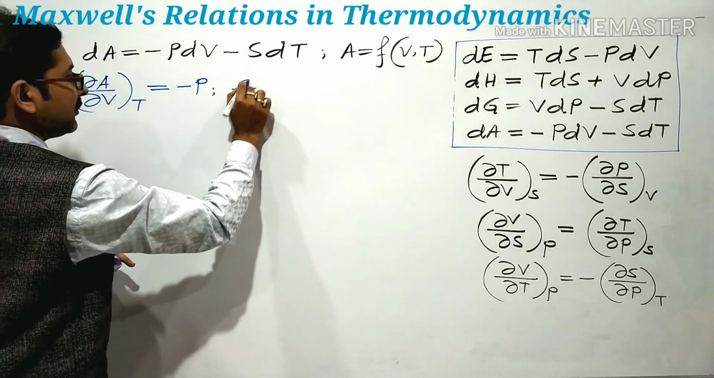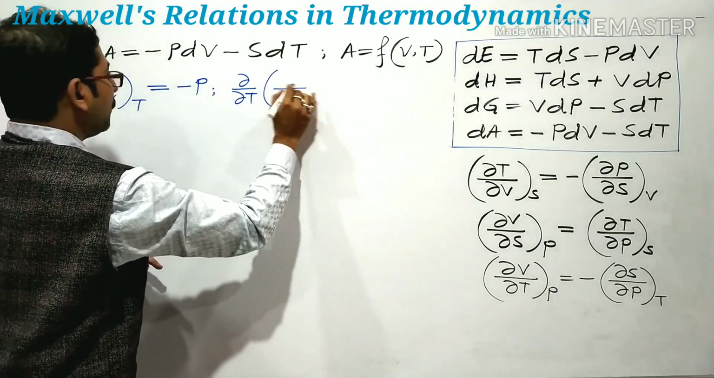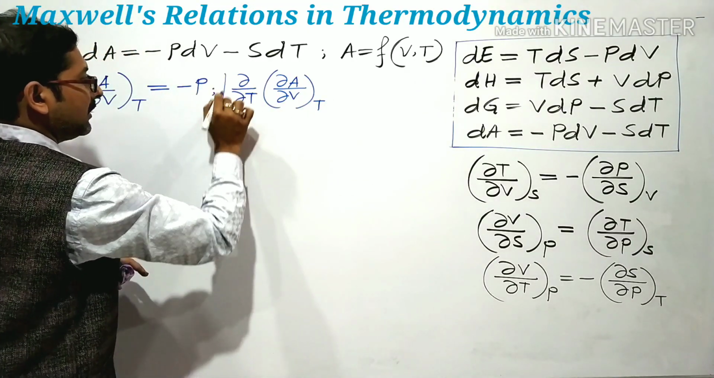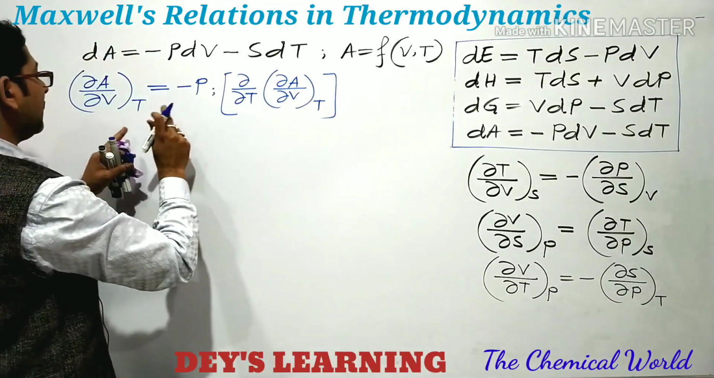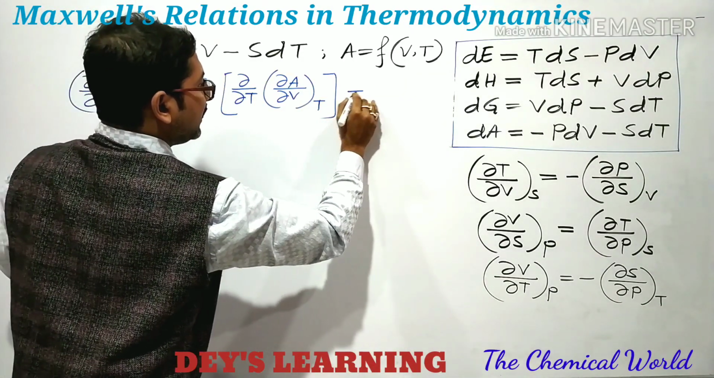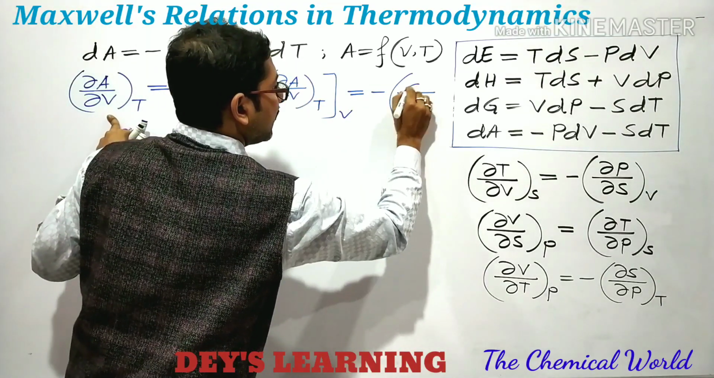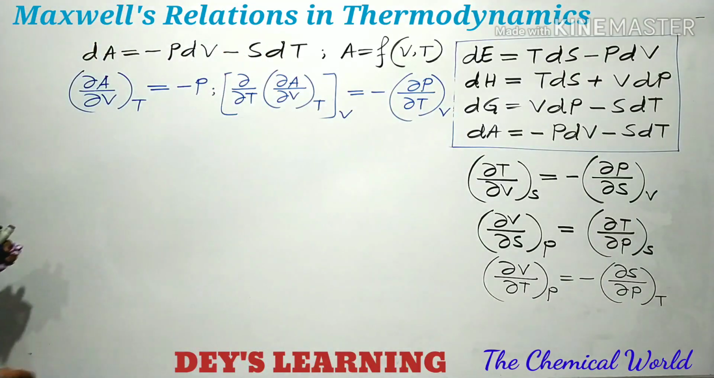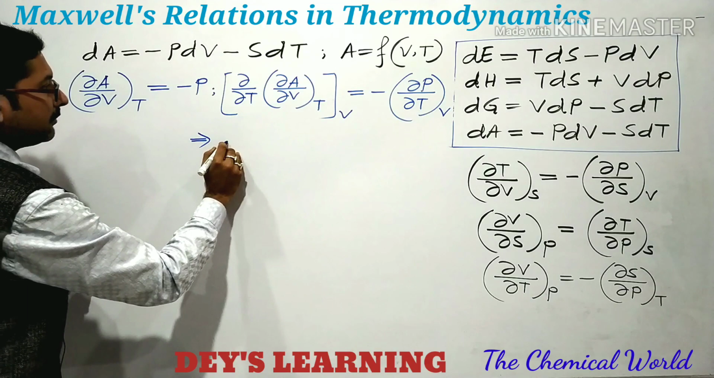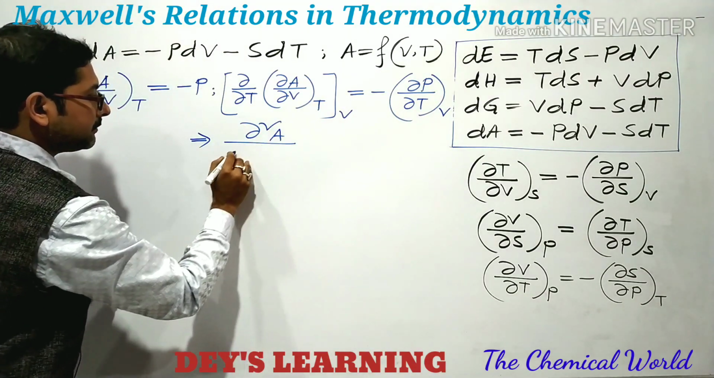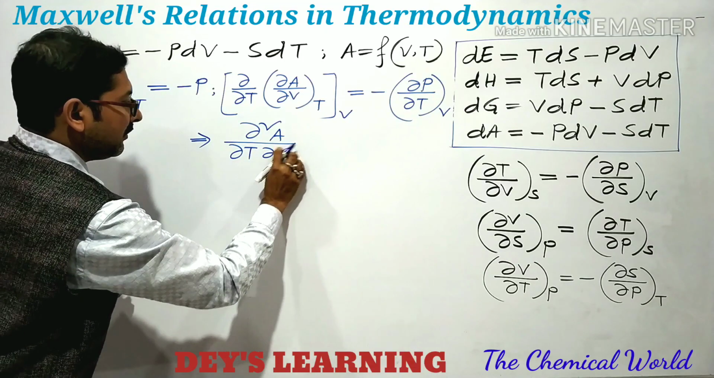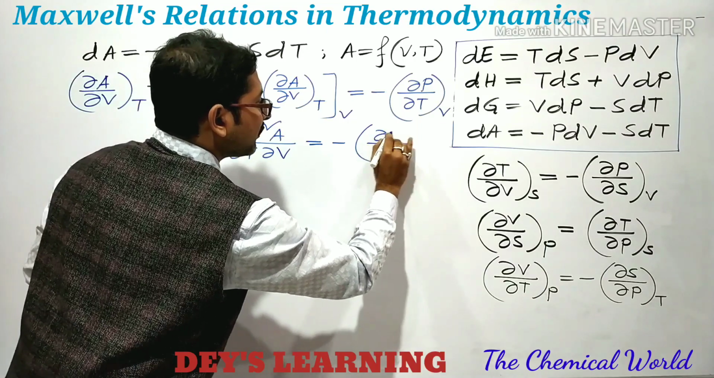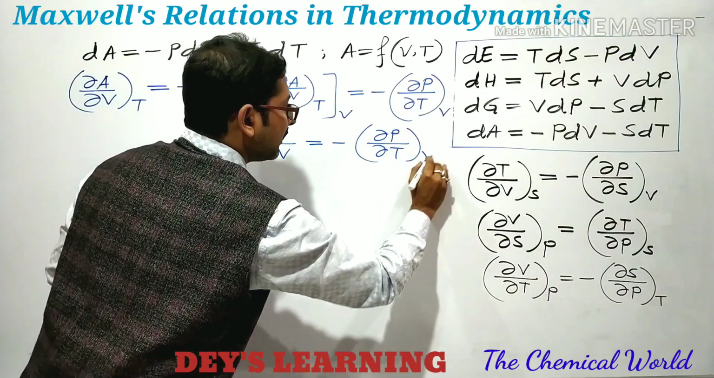And now take the differential ∂/∂T of (∂A/∂V) at constant T. This differential is done at constant V, gives us minus (∂P/∂T) at constant V. So definitely ∂²A/∂T∂V is equal to minus (∂P/∂T) at constant V.